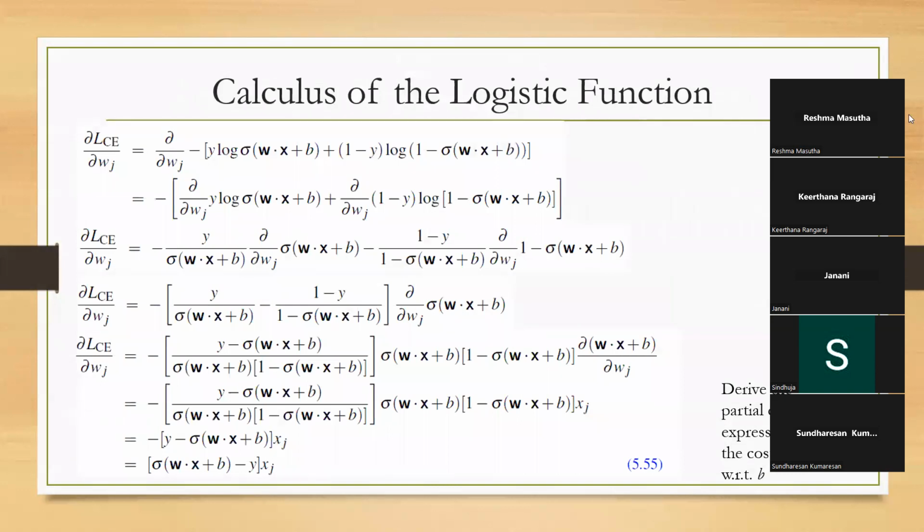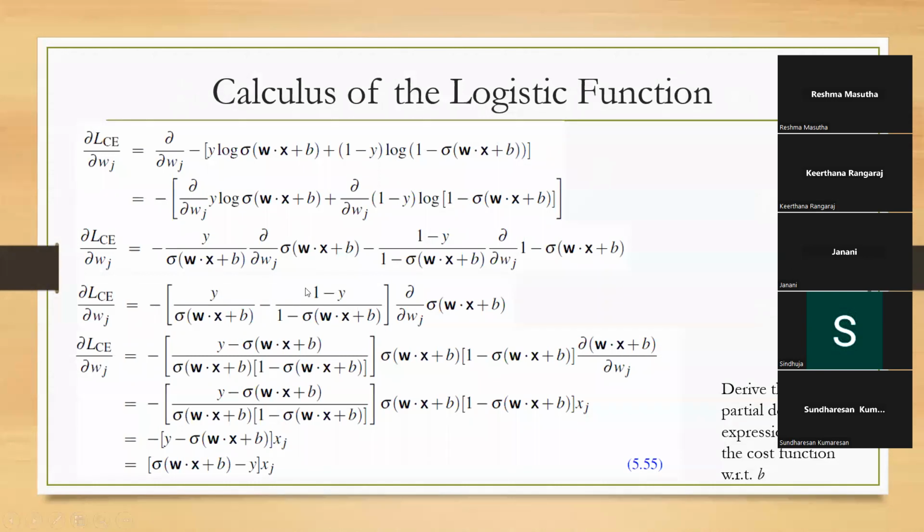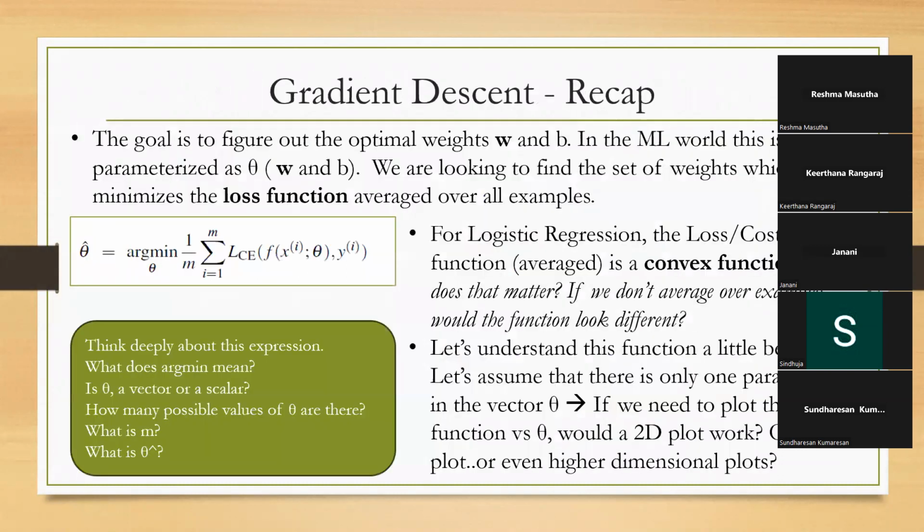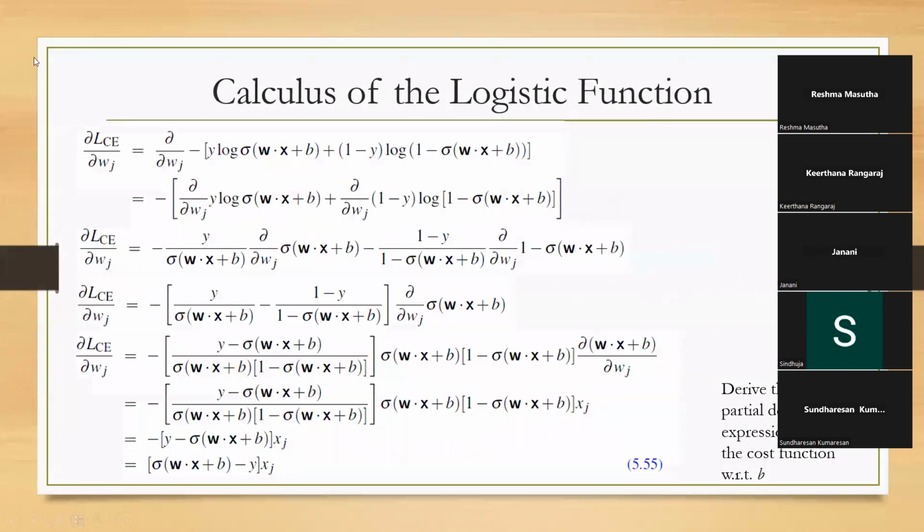We were trying to calculate the partial derivative of the cost function, and the cost function is basically y log y hat plus 1 minus y log 1 minus y hat. So we figured out that the partial derivative of this function is the last row here, which is y hat minus y times xj. So that's the partial derivative.